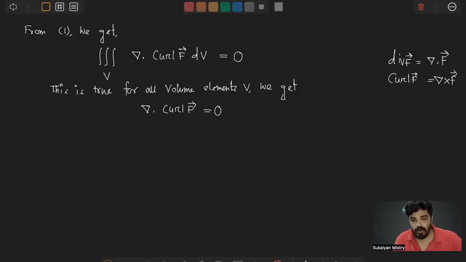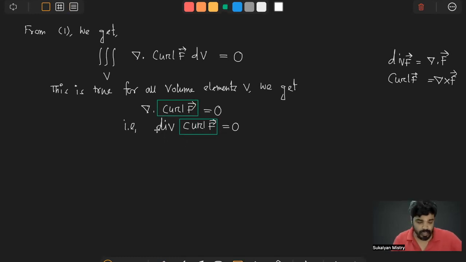So this can also be written in the form del dot curl F. Del dot means divergence of curl F, so that is equal to 0. Del dot F is divergence F. Del cross F is curl F. Just imagine this is F, so del dot F is divergence F. So we have proved that divergence of curl F is equal to 0 with the help of Stokes' theorem.